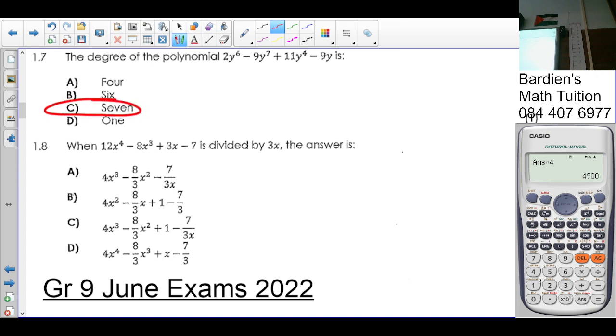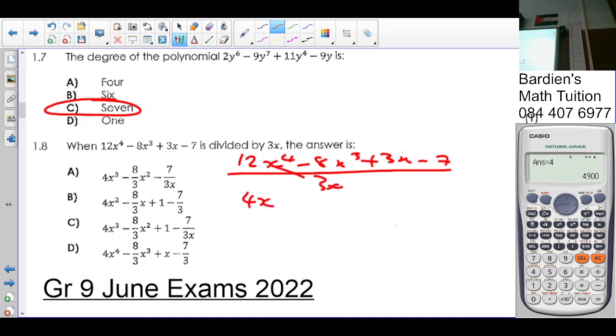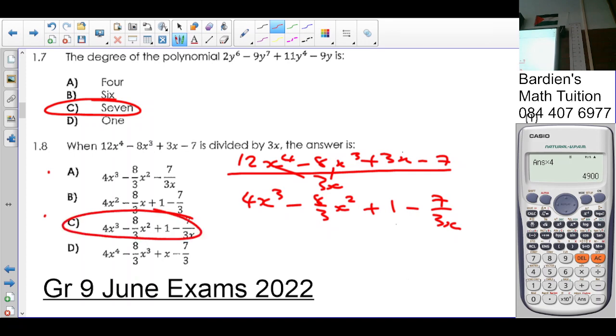When that is divided by that, so it's going to be 12x to the 4 minus 8x cubed plus 3x minus 7 divided by 3x. So each one on its own. So they give you 4x cubed minus 8 over 3x squared plus 1 minus 7 over 3x. So 4x cubed is either that one, then you get negative 8, that is in order. The answer is C. Okay.